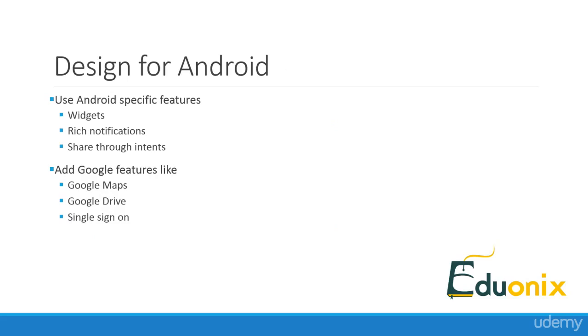When designing your application for Android, it is important to utilize Android design patterns and practices. Build your apps to make best use of the unique Android features, such as widgets, rich notifications, sharing through intents, and other Android features and components. In addition, Google offers an array of components and features that can easily be included in your Android development. You can easily add the power of Google features like Google Maps, Google Drive, and single sign-on to your application.